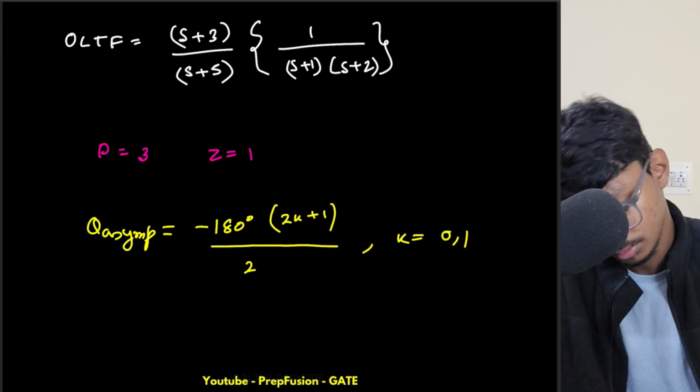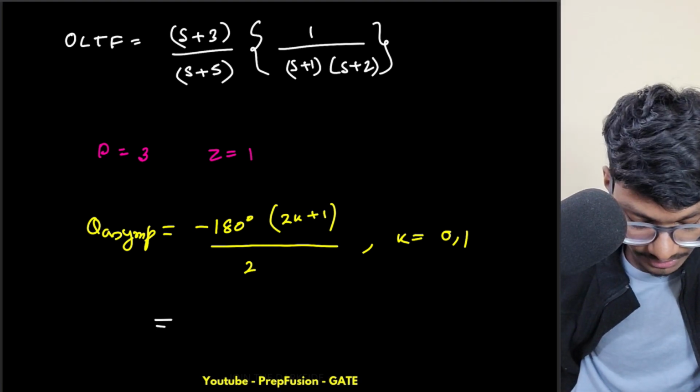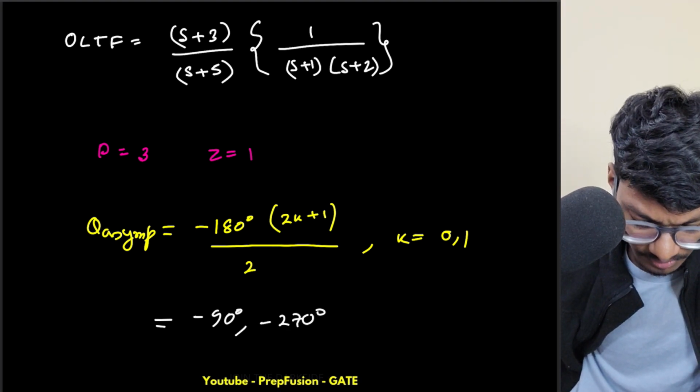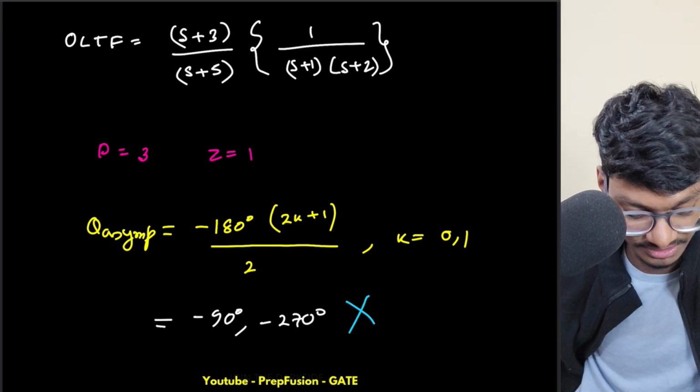K equals 0, 1. So this is what my theta asymptote is. So my theta asymptote is this. Obviously it will be minus 90 and minus 270, just like the previous case. But here it won't be like the previous case; that would be wrong.